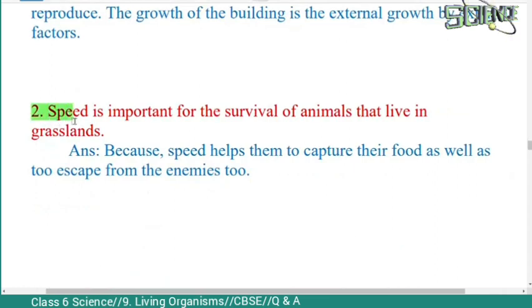Second question. Give reason: speed is important for the survival of animals that live in grasslands. Answer, because speed helps them to capture their food as well as to escape from their enemies too.